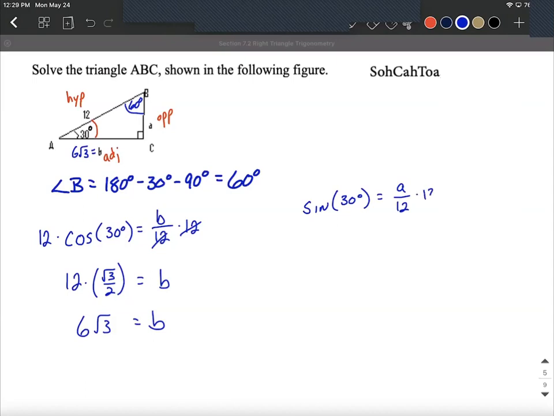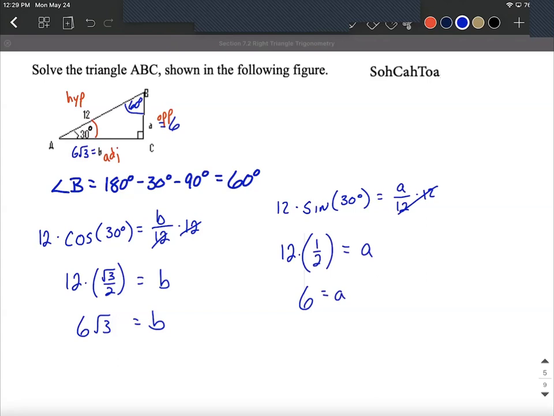We're going to multiply both sides by 12. And we can say 12 multiplied by sine of 30 degrees. This is another one of our known angles. So we should be able to fill in sine of 30 degrees is going to be 1/2. That is going to equal A. Well, 12 times 1/2 is going to be 6. So this last remaining side length is 6.